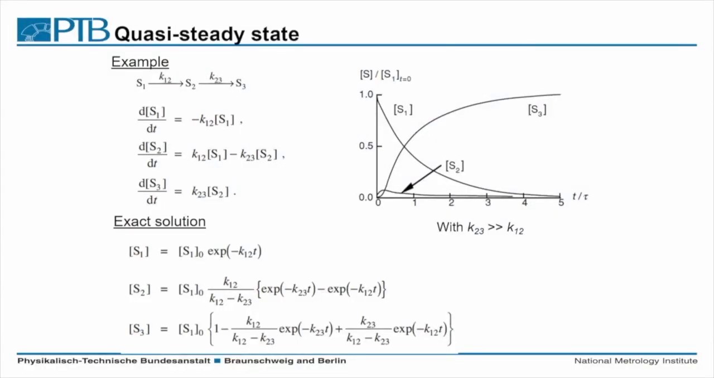So here's an example. We have species 1 reacts to species 2 with a specific reaction rate, and this reacts further to species 3. So we can write up the complex equation system here. We can yield an exact solution for this simple example. So the concentration of species 1, 2, and 3 are calculated using this setup. Of course I do not go here into the details, but this is the exact solution.